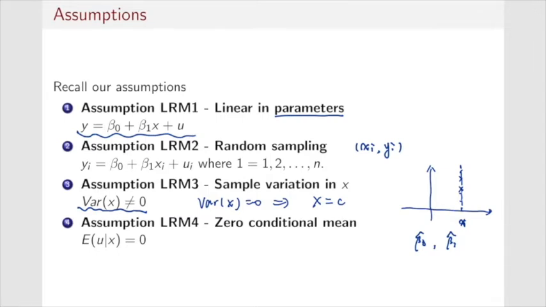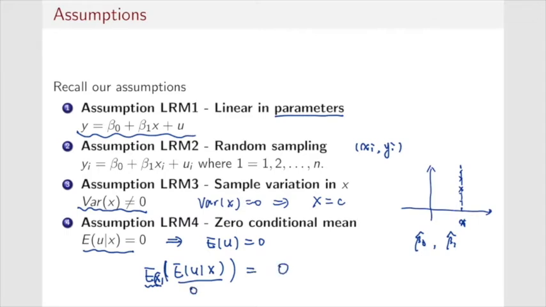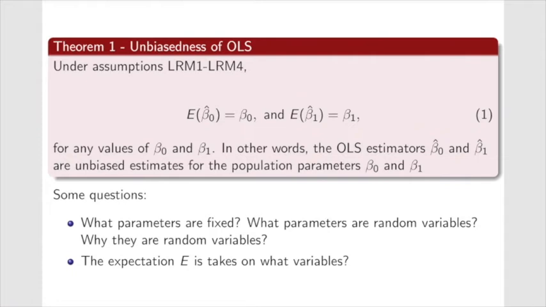The last assumption is the zero conditional mean, which is that the expectation of the error term u conditional on x is equal to 0. An implication of this assumption is that the expectation of u is also equal to 0. The reason is the iterated law of expectation. The outer expectation is taken over x. Because the inside is 0, the total expectation is also equal to 0.